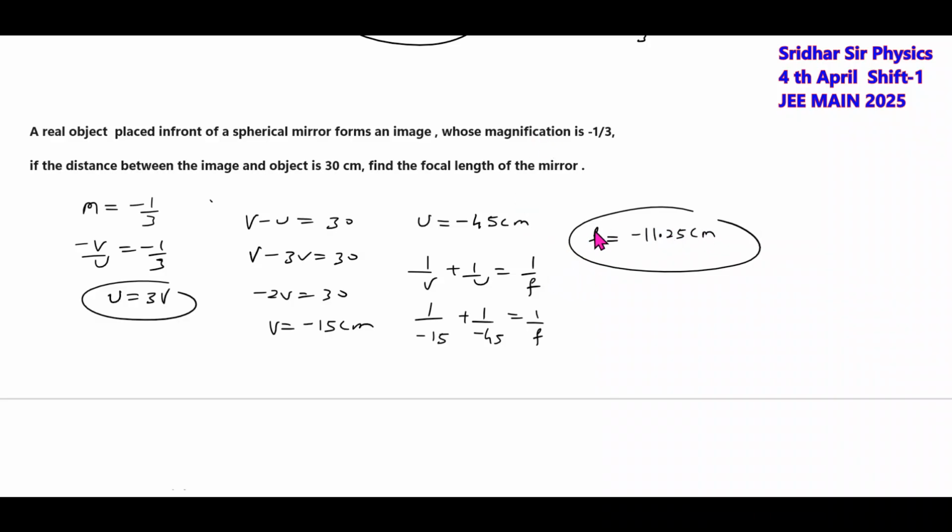The above question I got from another source. It's based on the spherical mirror only, and there is a collection of such questions. This is about the problem of the spherical mirror based on magnification and object distance, where we predict the focal length of the mirror. Okay, then we'll take the next question.